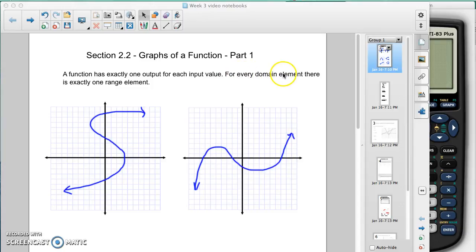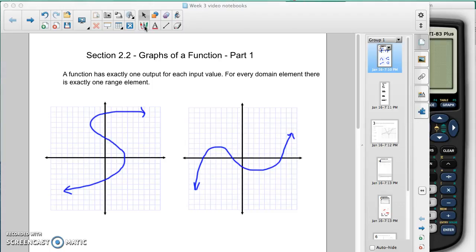The definition of a function is that it has exactly one output for each input value, or each domain element. For each domain element, there's exactly one range element. That is also defined as one independent element where there's exactly one dependent element. So what we're really looking at here in this graph is, for each domain element, that means every x value.